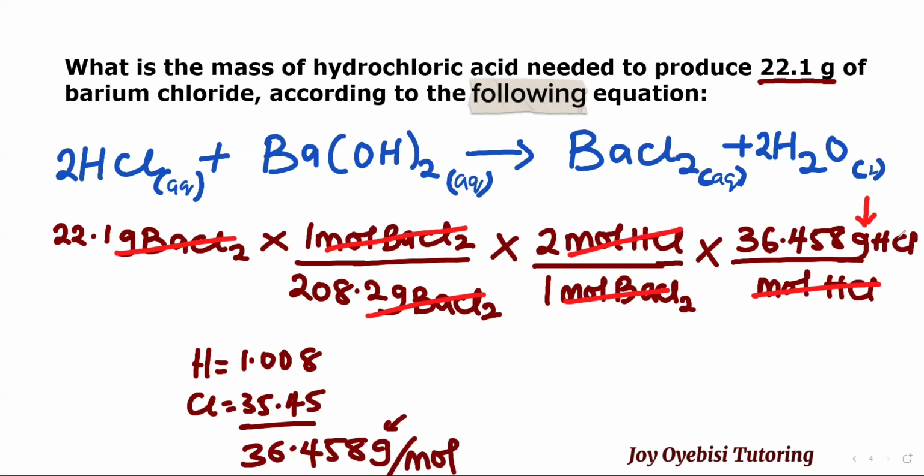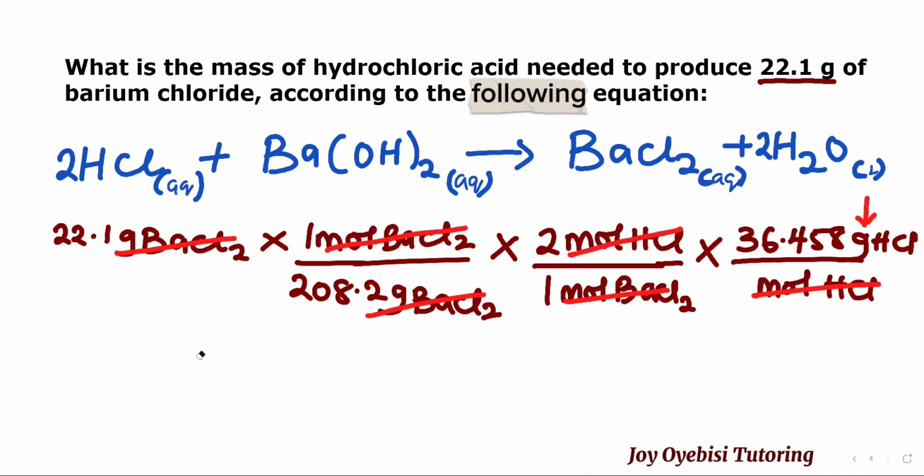Once you get to the point where you have the unit related to the question you are asked to solve, then you stop, okay? So we're going to go ahead and do 22.1 times 2 times 36.458, then divide that by 208.2. And the final answer to this question would be 7.74, and make sure you're keeping 3 significant figures, grams of HCl.